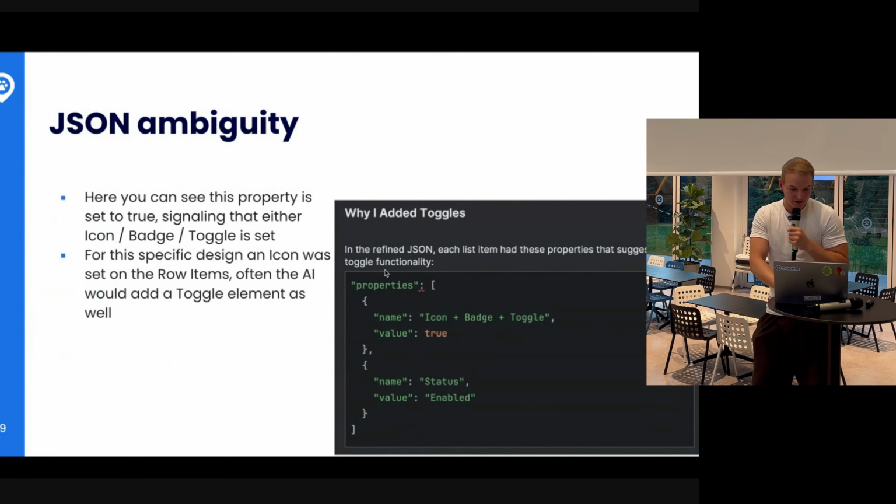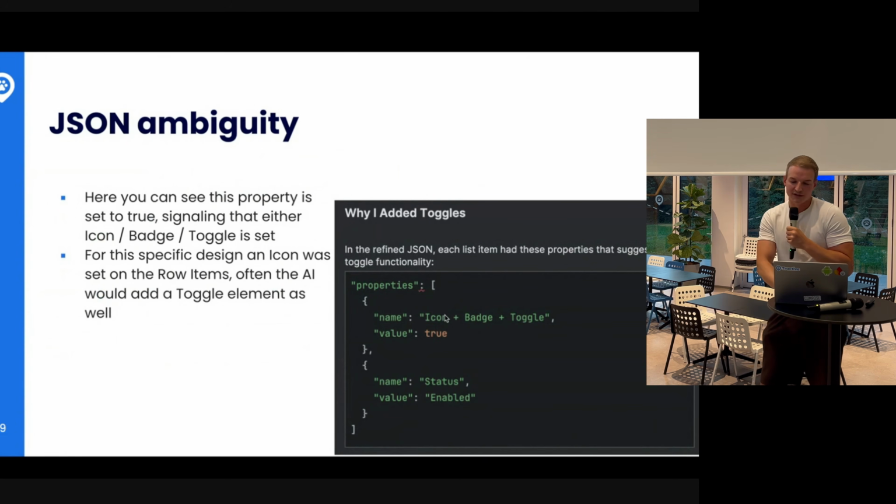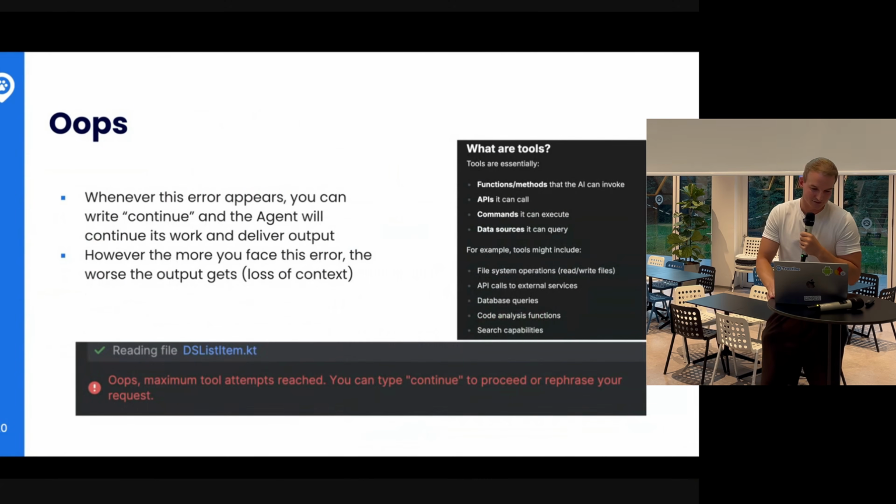But more about the JSON ambiguity, here's an example. So you can see here we have the property name icon plus badge plus toggle, and it's set to true. And in this design specifically, there was only the icon set, which was later defined somewhere in the JSON. And I asked the AI, why did you add the toggle? And it just told me, hey, because here in the property, icon plus badge plus toggle, it said true. So I added a toggle, which was not visible in the design. And things like that added up and just caused me headaches, to be honest.